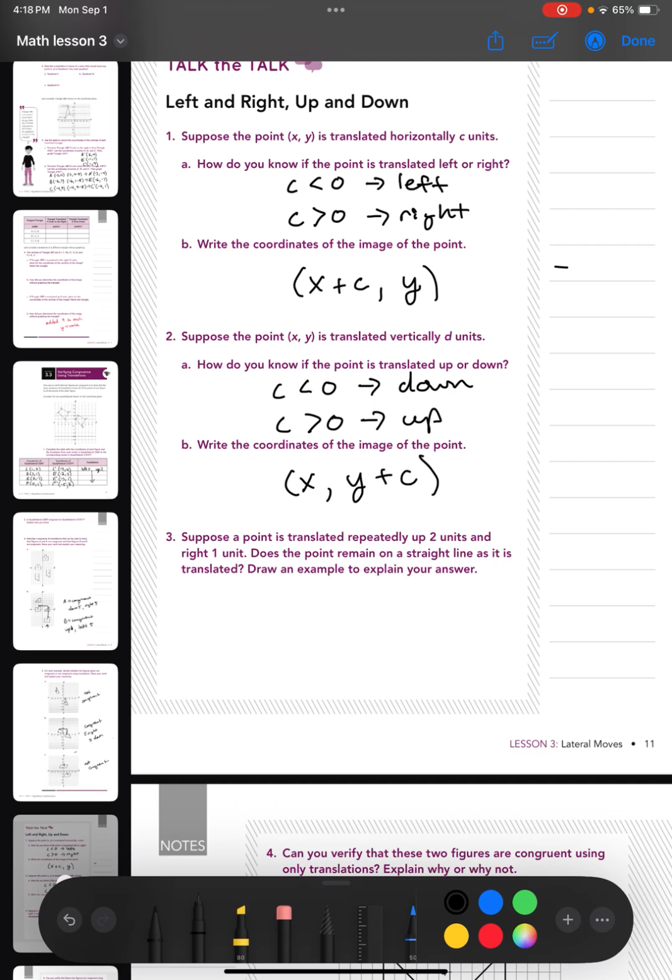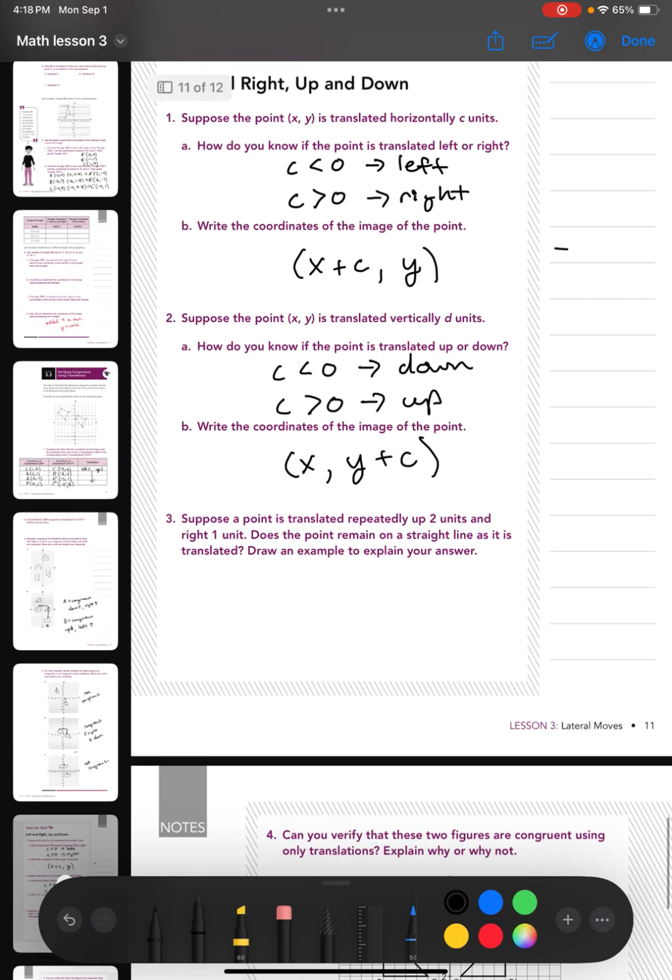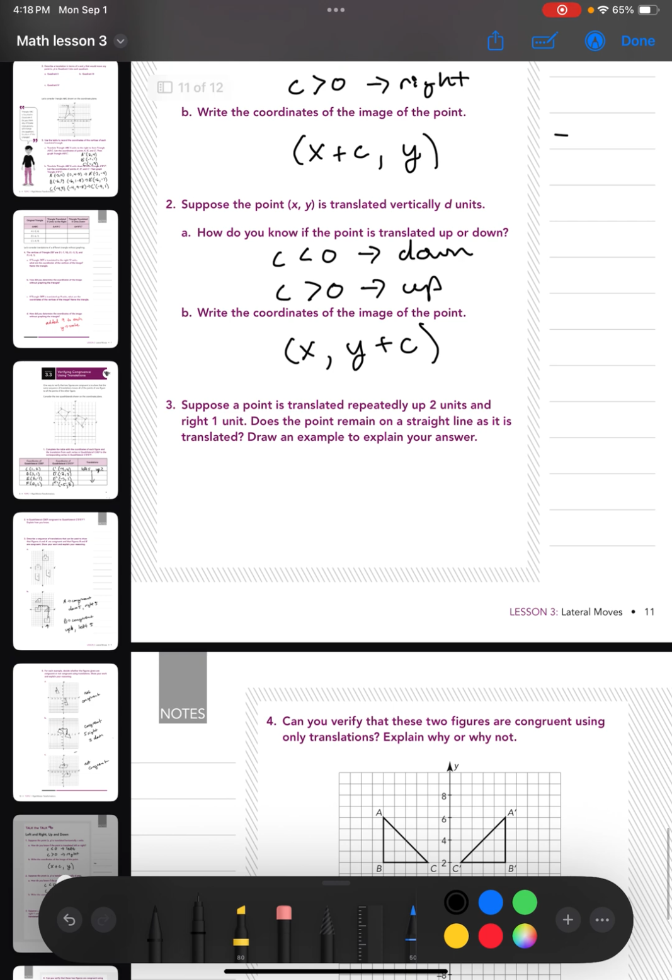And then 3, suppose that a point is translated repeatedly up 2 units, right 1 unit. Does the point remain on a straight line as it is translated? Yes. You're describing, essentially, if you think of slope, you're moving up, a vertical change, a horizontal change, the same difference each time. If a point moves up the same amount, to the right the same amount each time, those are going to remain in a straight line.